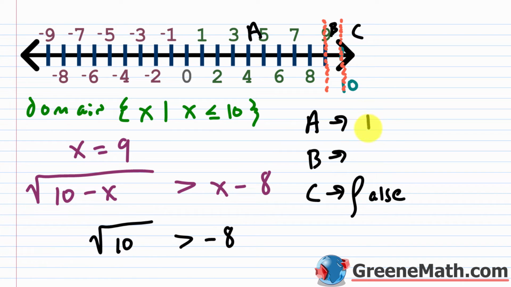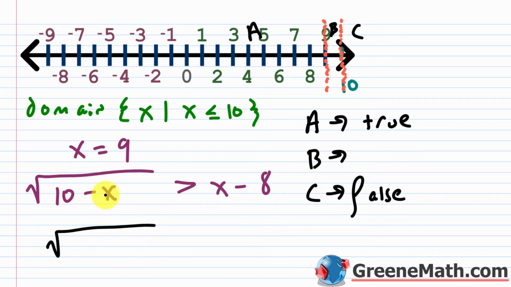So for region A, we'll say this is true. Now for region B, let's just pick something like, let's say 9.5. Again, this is going to be a really tight window, so we'll pick something like that. So we'll say the square root of 10 minus 9.5 is 0.5. And then is this greater than 9.5 minus 8? That's going to be 1.5.